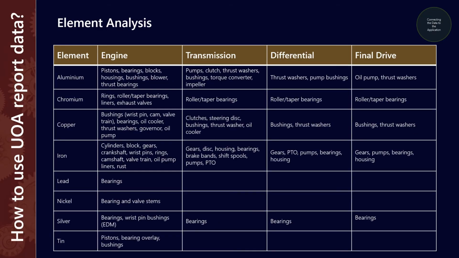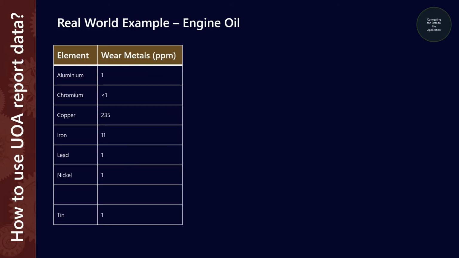So as an example, how would we use elemental analysis? Like I said before, it's important to know where the element comes from. So this is all about connecting data to the application. So if I have an engine, where could iron come from? Where could lead come from? Where could silver come from? If you see it in your used oil analysis results. So let's take a real world example.